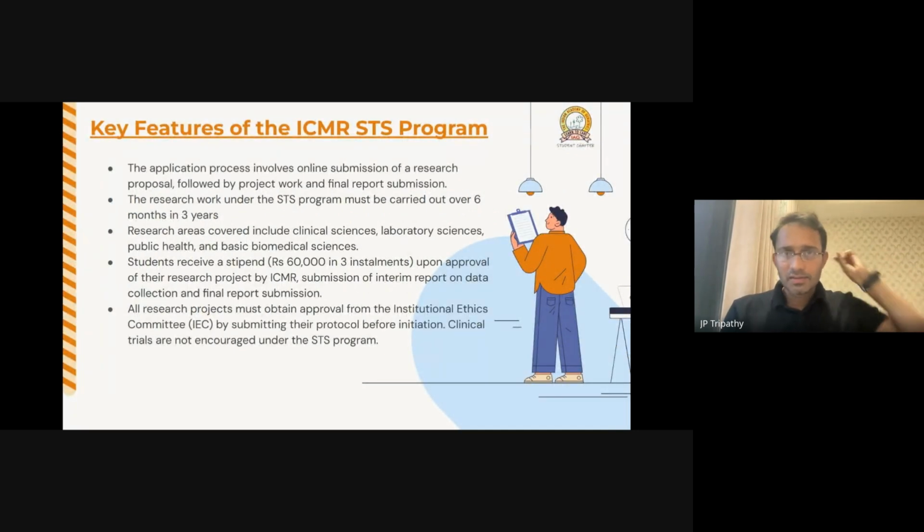The key features, as I have said: it's an online application process. Everything is online. It begins with your submission of the protocol. This summer vacation, you have to submit your protocol by 31st of May. That's the deadline. And then next summer vacation, you have to do some data collection. And then the third summer vacation, you have to finish the final project. So you get around 6 months of vacation in 3 years to finish your project.